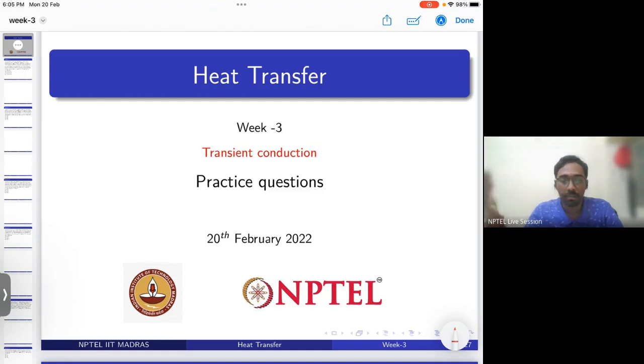In that case, we can solve the one-dimensional transient heat conduction equation with the separation of variables method, and the solutions were also discussed in the class. So here we will solve some of the problems related to that topic. Let's get started with the first problem.